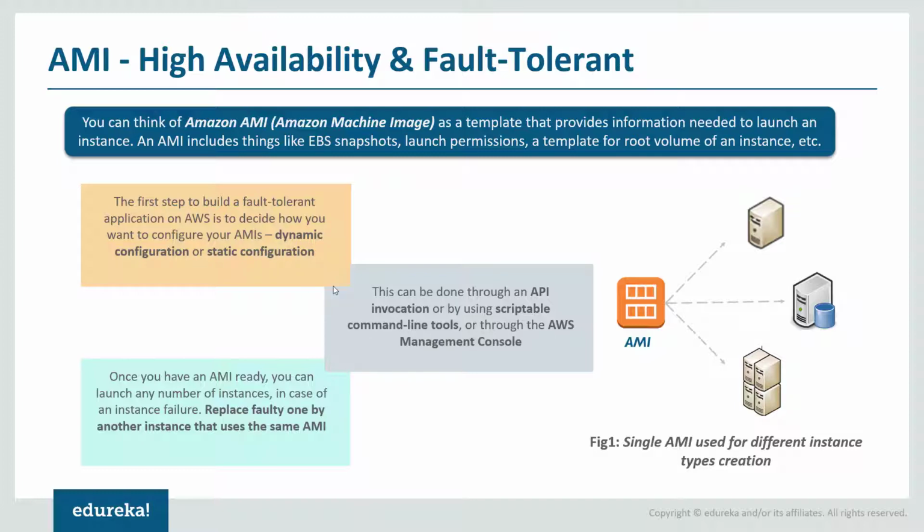Now, I can scale an application and achieve high availability and fault tolerance using either a dynamic configuration or a static configuration. If it is a static configuration, you can run scripts, bake into the AMI and get it done. If it is a dynamic configuration, you can use API invocation or run some scripts or command line tools, or achieve it through the AWS management console. Once you have the AMI ready, if one of the systems fails, you can quickly replace it with a new, healthy instance. That is the benefit of using AMI.